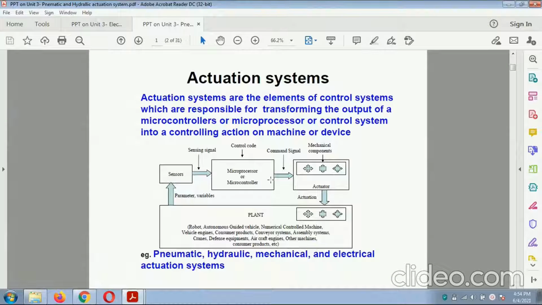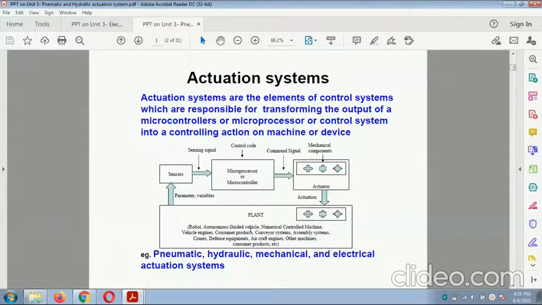The actuation system. The actuation systems are the element of control system which are responsible for transforming the output of the microcontroller or microprocessor or control system into a controlling action of the machine or a device. So this is the diagram which is related to the pneumatic, hydraulic, mechanical, electrical actuation systems.